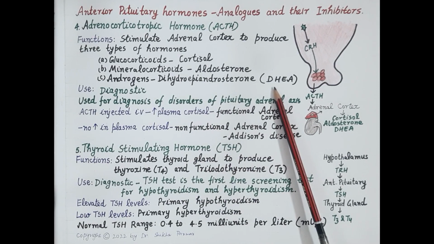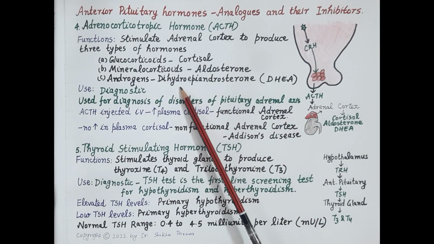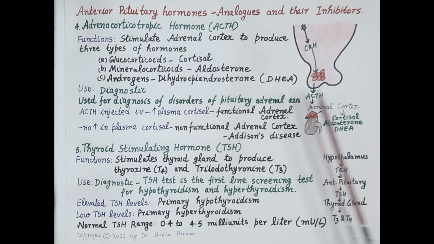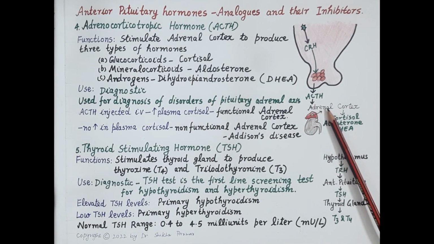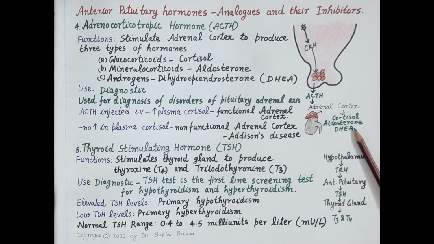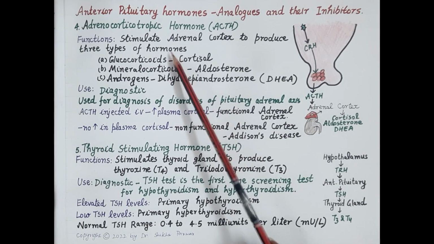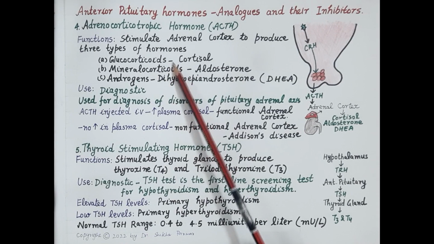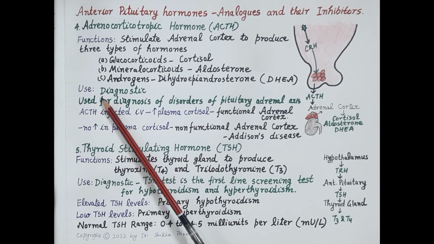dihydroepiandrosterone, in short DHEA, is produced in a very small quantity by the adrenal cortex. Now, this DHEA is a precursor and it gets converted to testosterone and estradiol. The main function of androgens here is to control libido and sex drive. So, after the functions of these hormones, let's talk about the use of ACTH.